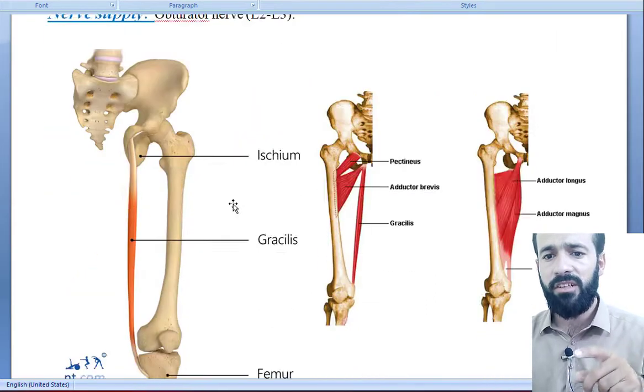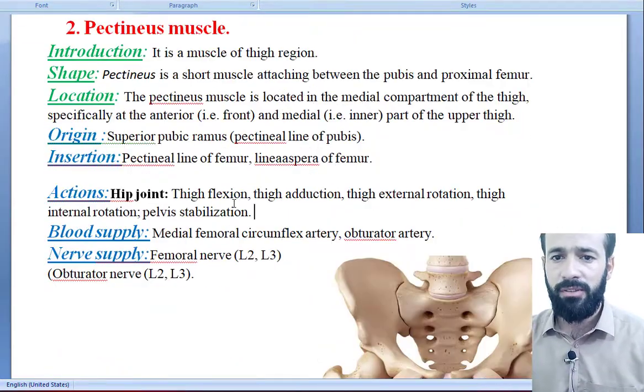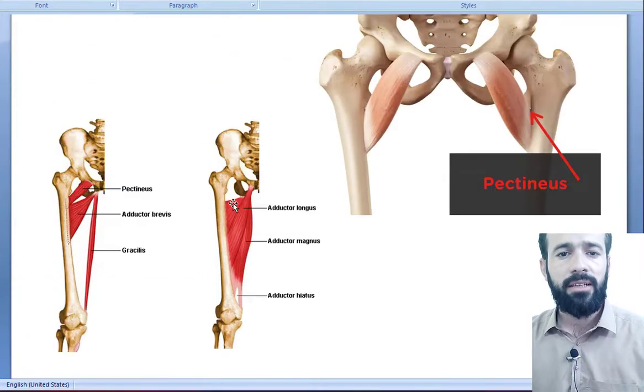So friends, these were the two muscles in the medial compartment, the gracilis muscle and the pectineus muscle. In the next lecture we will discuss the adductor longus muscle.